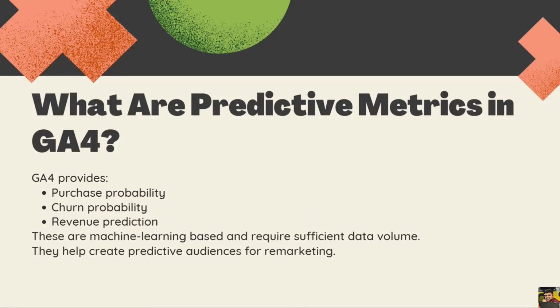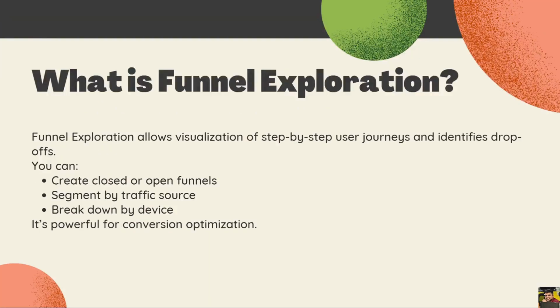What are predictive metrics in 𝐥𝐢𝐤? 𝐥𝐢𝐤 provides purchase probability, churn probability, revenue prediction. These are machine learning based and require sufficient data volume. They help create predictive audiences for remarketing.